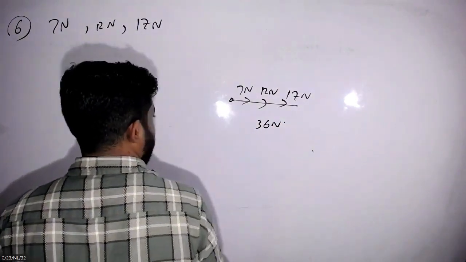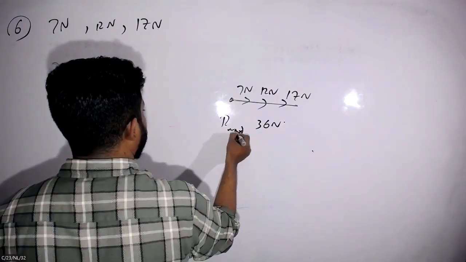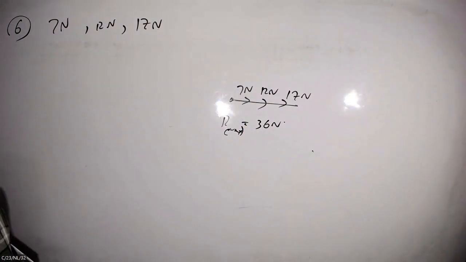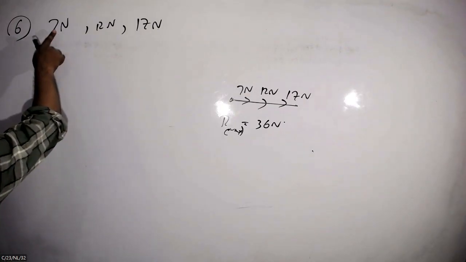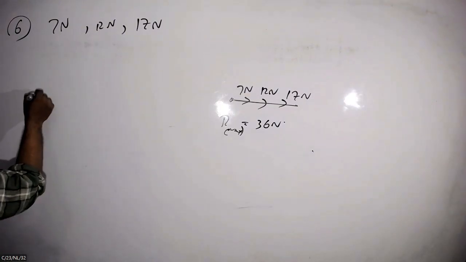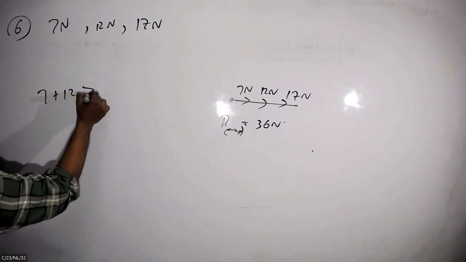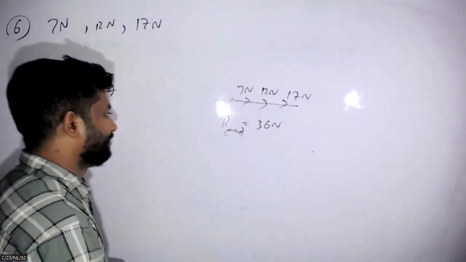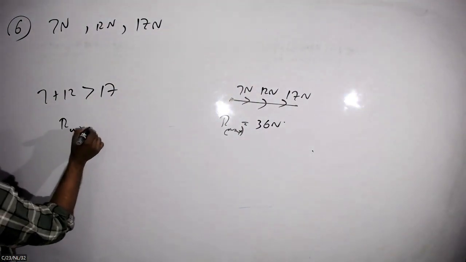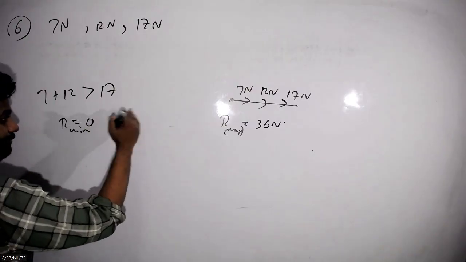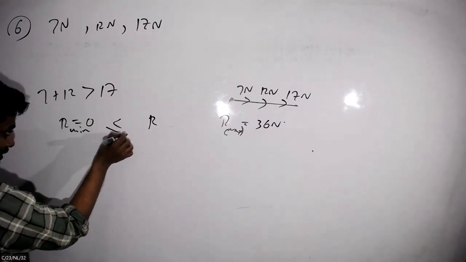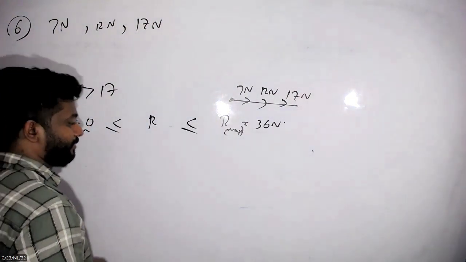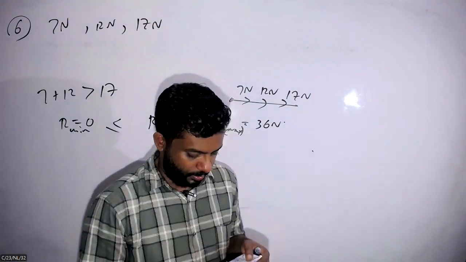Maximum resultant is 36. Then you need to identify the minimum resultant they can produce. The sum of the two smaller forces, 7 plus 12, is 19, which is greater than 17 Newton. That is, they can produce zero resultant. Therefore, R minimum is 0. Therefore, the resultant of two vectors can be greater than or equal to 0 and less than or equal to 36 Newton. Therefore, the answer is 0, okay.